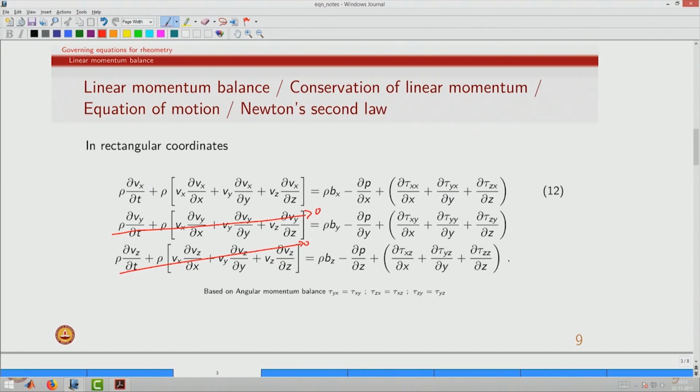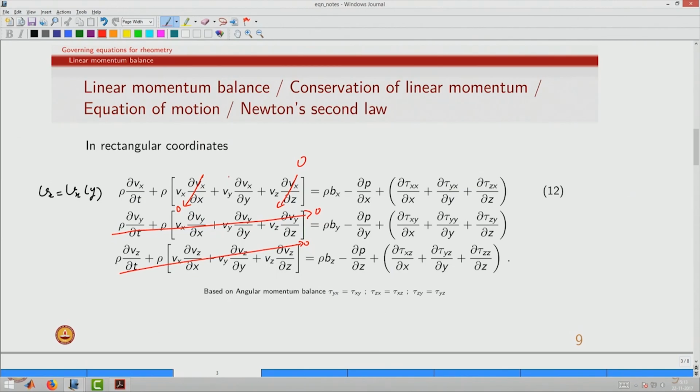So, therefore, we do not really have any terms which are associated with Vy and Vz. Now, similarly, to remind ourselves, we are saying that Vx is a function of y only. So, in that case, terms like this are also going to 0, and this also going to 0.